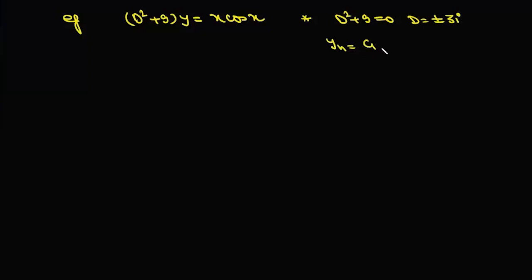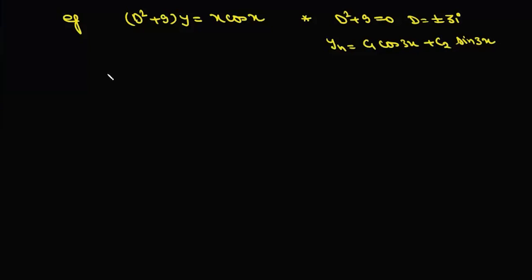Let us take another example, and this example is solve this equation d square plus 9 y, and this is equal to x cos x. Now first we'll find yh, and for that we'll take d square plus 9 equals 0. So we'll have d equals plus minus 3 iota. So basically its yh will be c1 cos 3x plus c2 sin 3x.